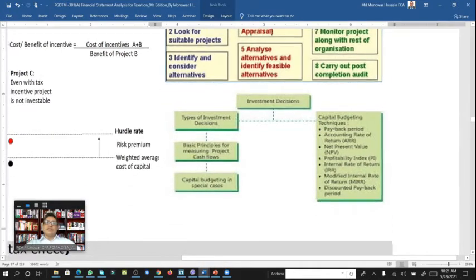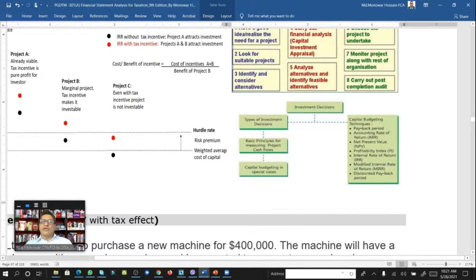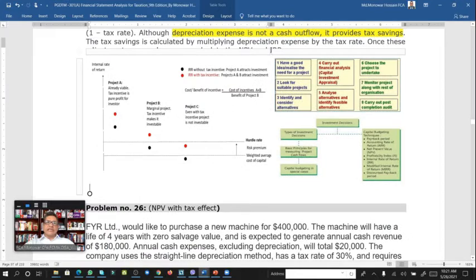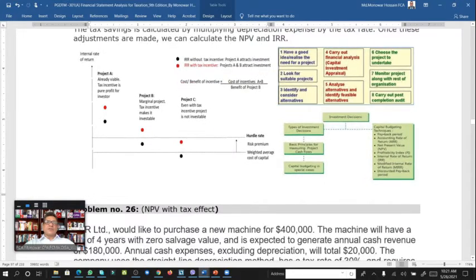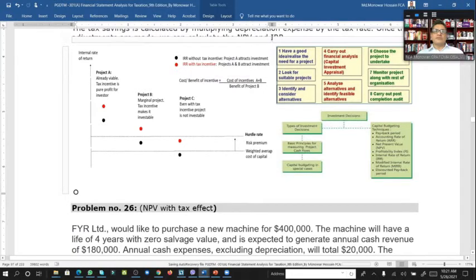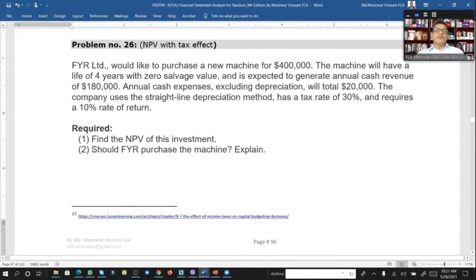And there we take the decision, and based on that, we use different techniques such as payback period, accounting rate of return, etc. We are not going into details of the techniques, but just for understanding, we'll see a few math problems here. Look here. Here is NPV with tax effect. Net present value with tax effect.